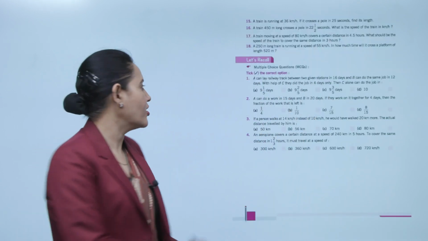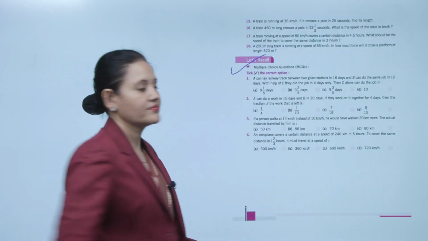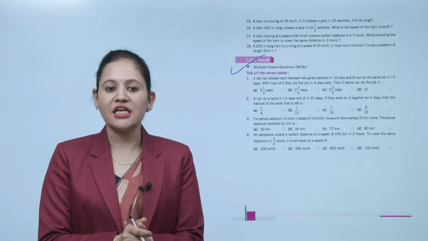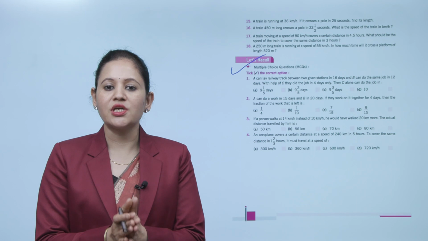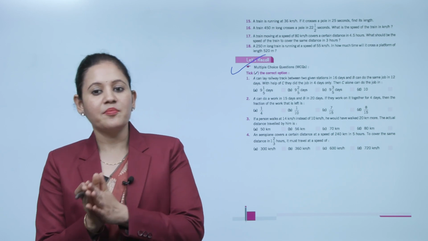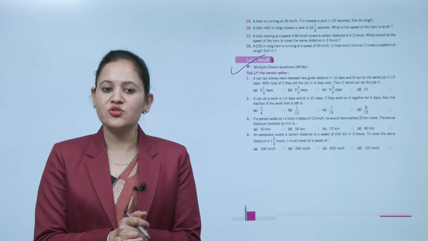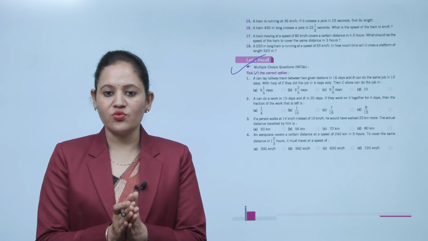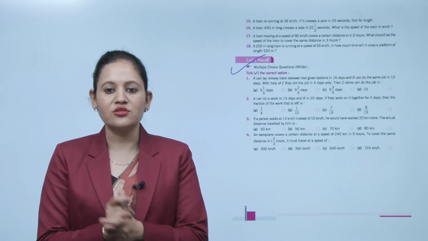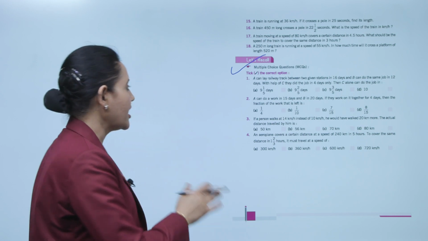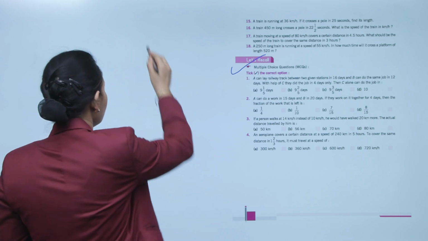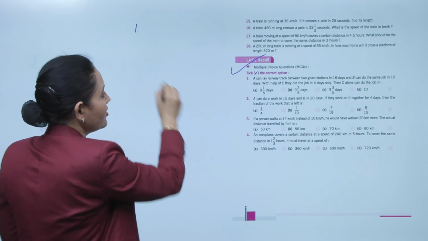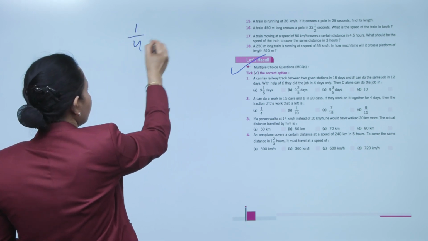Next is, let's recall. Multiple choice questions. Take the correct option. A can lay a railway track between two given stations in 16 days. B can do the same job in 12 days. With the help of C, they did the job in 4 days only. Then C alone can do the job in. So A, B, C together, their one day work is 1 by 4 days.